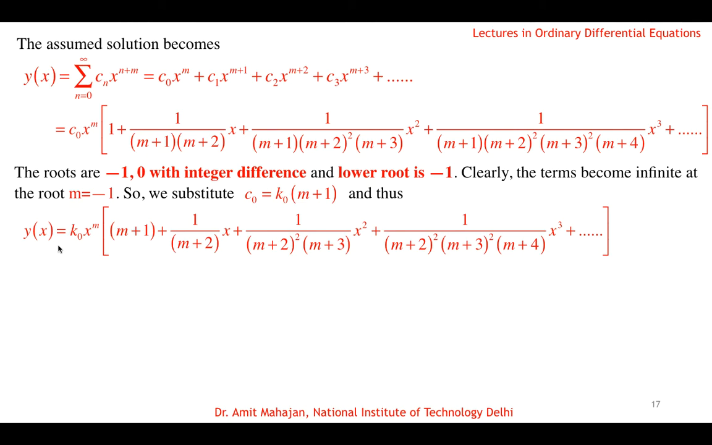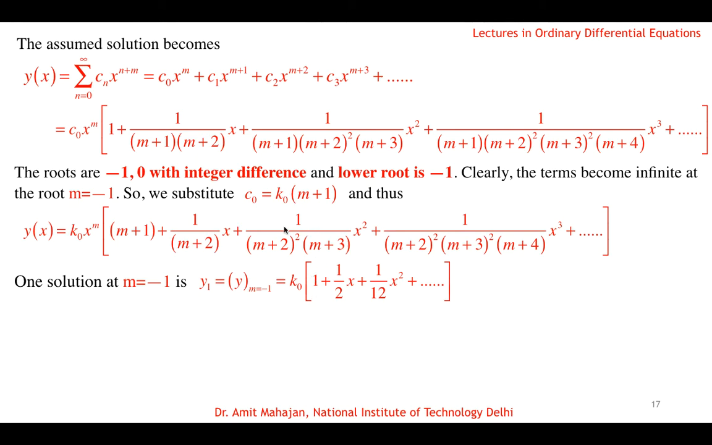The first root is calculated by substituting m is equal to minus 1 in this equation. So one of the solutions, at m is equal to minus 1, is that we put the m value minus 1 in this here. If you put m is equal to minus 1 here, this will be 1 by x, this term constant is 0, this will be simply x, so 1 by x into x will be 1, which is this.